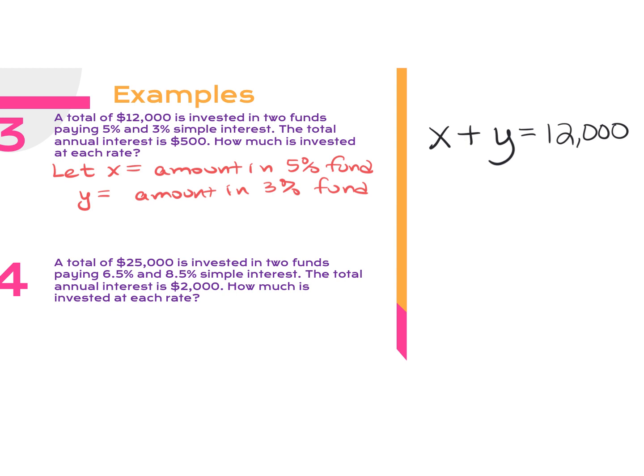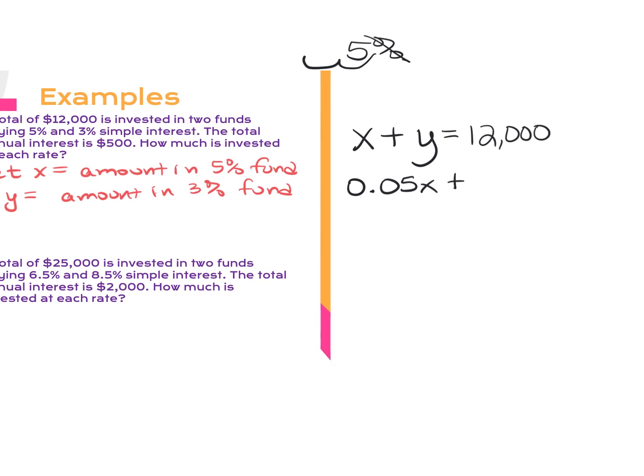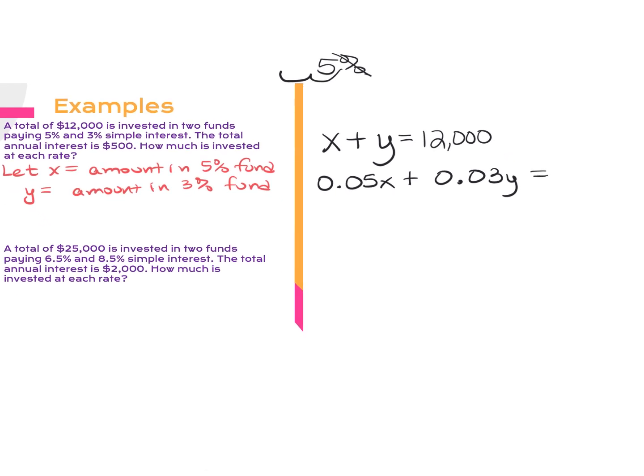Then my second equation is going to involve the interest. And I'm going to make those percents into decimals. And what I'm going to do is use 0.5 times x. That was what I had established as my 5% fund. And actually, sorry, it should be 0.0. Let me fix that. 0.05x. Because when you convert a percent to a decimal, I take away the percent sign and move it 2 times, or divide it by 100. And then now for the y, that's the 3%, so 0.03y, but that interest amount was $500.